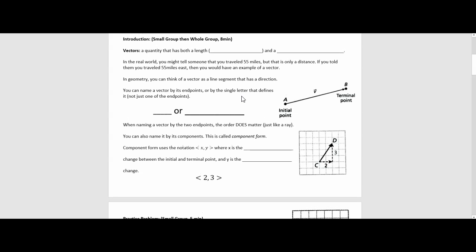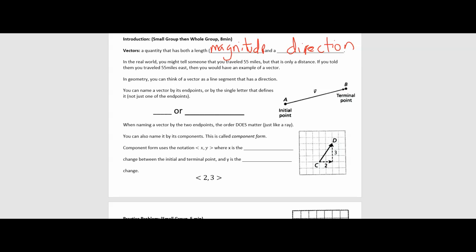So a vector is a quantity that has both a length, and another word for length is magnitude. So it has a length or a magnitude and a direction. So in physics, you'll hear another vocab word called a scalar quantity. A scalar is a quantity that just has a magnitude.